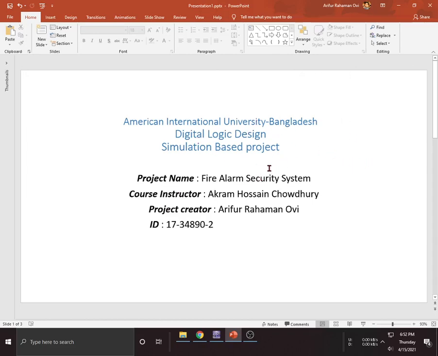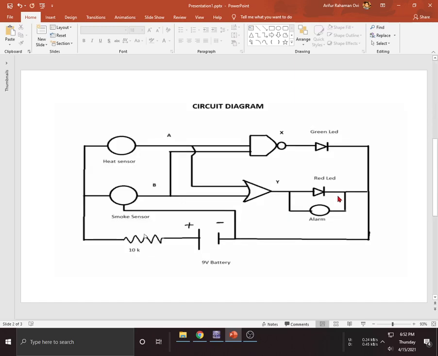Now I am showing you a simulation based project. My project name is Fire Alarm Security System. My course instructor is Akram Hossain Choudhury. Now I am showing you the circuit diagram of the project.